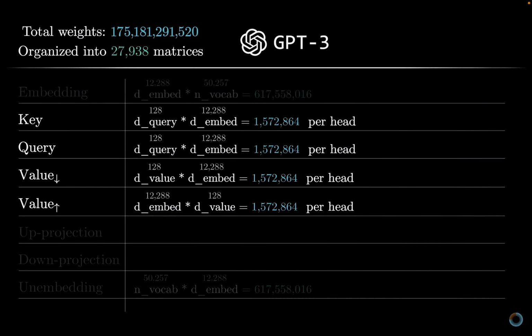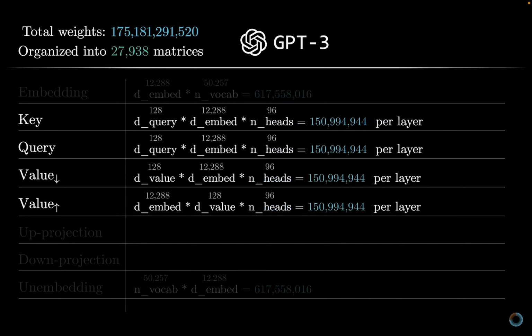Pulling up our running tally for parameter count, with 96 heads, each including its own variation of these four matrices, each block of multi-headed attention ends up with around 600 million parameters.